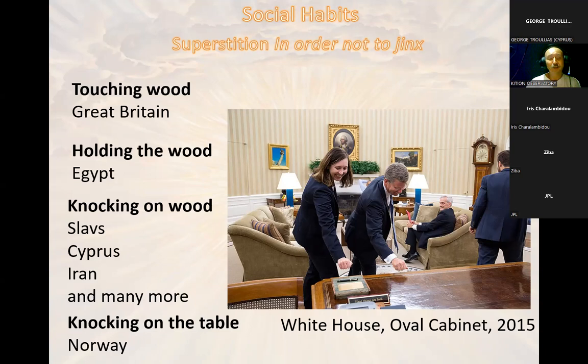Knocking on the table, okay, it's Norway, but what's the difference? Tables are mostly made from wood. So you may even see how superstition survives nowadays in the White House in 2015. People knock on wood for the budget to be accepted by Congress. So they developed it here and then approved, and then it should be approved by someone else. In order for it not to be approved, they made this superstition action.